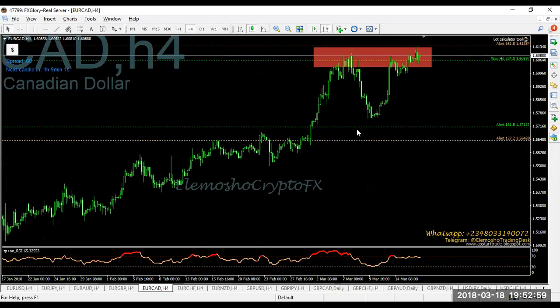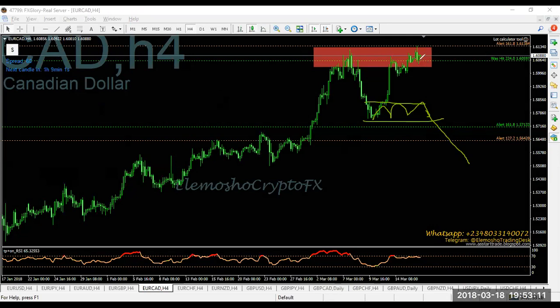On the Euro CAD, after price got here, it didn't give us the expectation that we wanted, a consolidation around here. We didn't get that consolidation for us to go short. It immediately reversed back to the origin. Just like we have it on the Euro AUD, I'm still expecting a similar setup on Euro CAD. But this setup will be a little different because we seem to be in something that looks like an ending diagonal right here, where price will do something like this, eventually to start going down. I will communicate the new setup to you guys in the group.